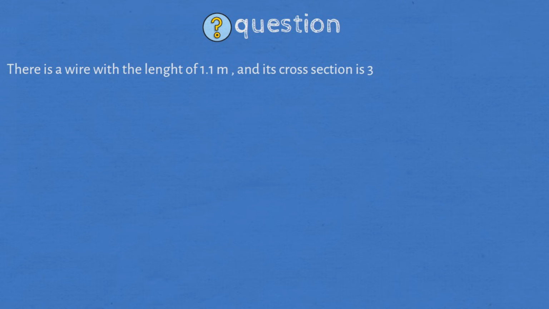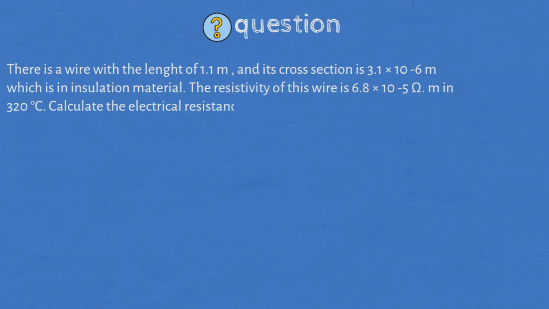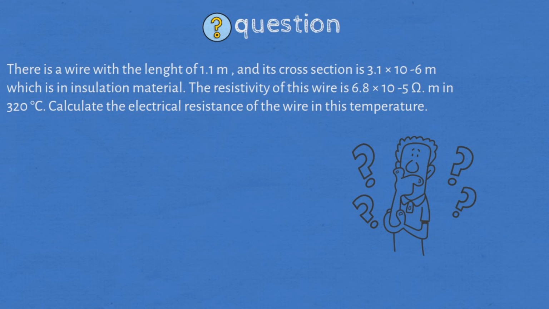Now it's question time. There's a wire with a length of 1.1 meters, and its cross-section is 3.1 multiplied by 10 to the power of -6 square meters, which is an insulation material. The resistivity of this wire is 6.8 multiplied by 10 to the power of -5 ohm meters at 320 degrees Celsius. Calculate the electrical resistance of the wire at this temperature.